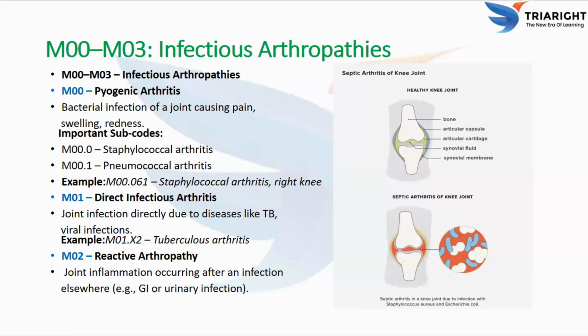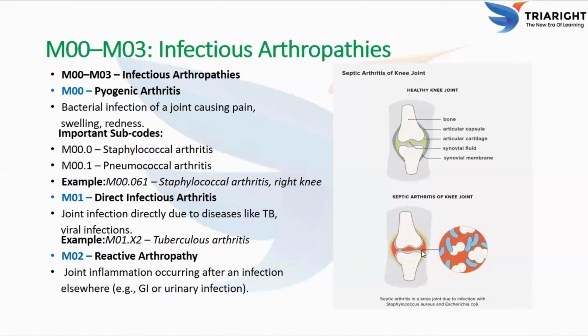ankles, or feet. Now here you can clearly see a picture of septic arthritis, nothing but pyogenic arthritis, and this is a healthy knee joint. This is a septic arthritis of the knee joint. So in a healthy knee joint, you can see bone, articular capsule, smooth articular cartilage, synovial fluid, synovial membrane. So what is the purpose? It demonstrates a normal and non-inflamed joint. So coming to septic arthritis of the knee joint, it shows the red and swollen joint cavity clearly in the picture.